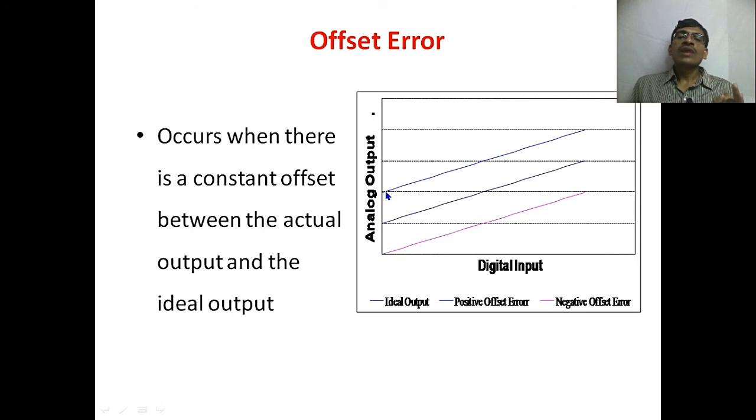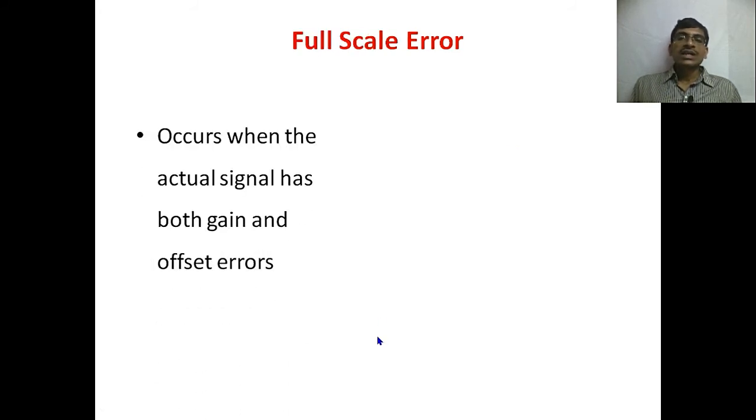The positive offset error means the change in the initial output. So here it is the actual output and it is a positive offset error, and this one is a negative offset error. Okay, next one, full scale error.